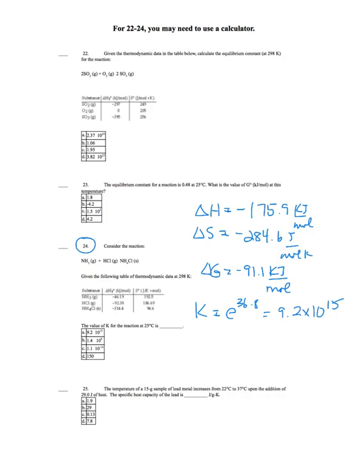Question 24 is just like 22. We're going to have to work through all the equations. Calculate your delta H. There's the delta H value. Calculate your delta S. There's the delta S value. Plug it into delta G equals delta H minus T delta S. And watch your units, and you get negative 91. Plug that into the K expression, negative RT ln K, and you end up with a K value of 9.2 times 10 to the 15.